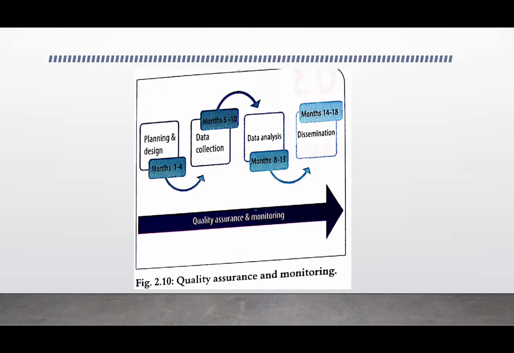This is the quality assurance and monitoring chart. Planning and design should be in months 1 to 4. In months 5 to 7, data collection. Then go to months 8 to 13, data analysis. And then months 14 to 18, dissemination or interpretation.